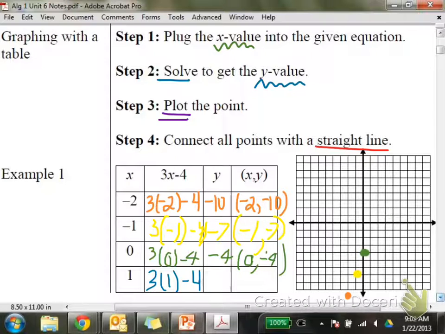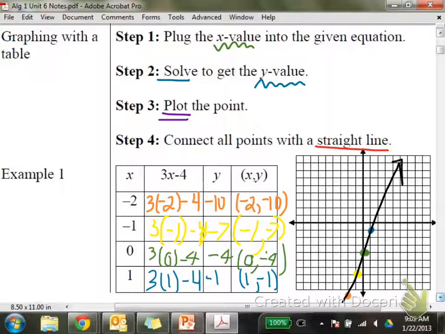That's 3 times 1 minus 4. 3 times 1 gives us what? 3. And 3 minus 4 gives us? Negative 1. So our last point is 1, negative 1. So when we plot that, it should look like this. And they're all making a line, right? It's supposed to make a line. If you're graphing correctly and doing all of your work correctly, it should make a line. So the last step is to draw a line through all of those.